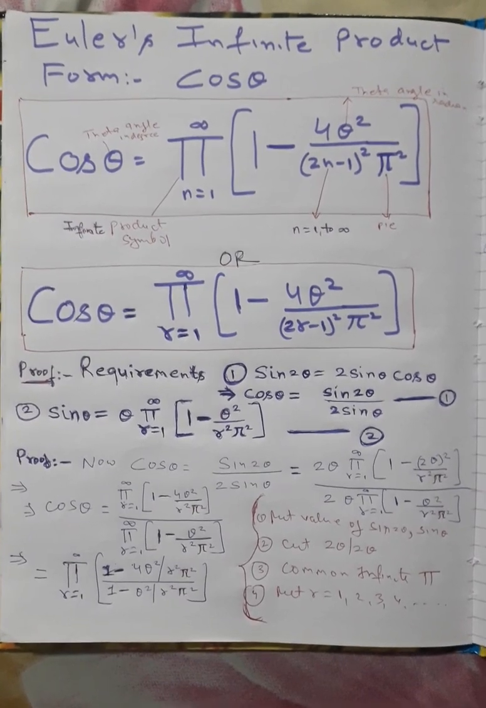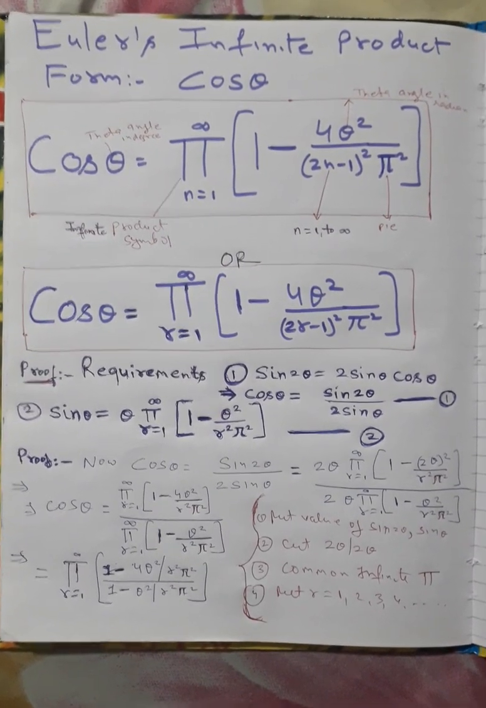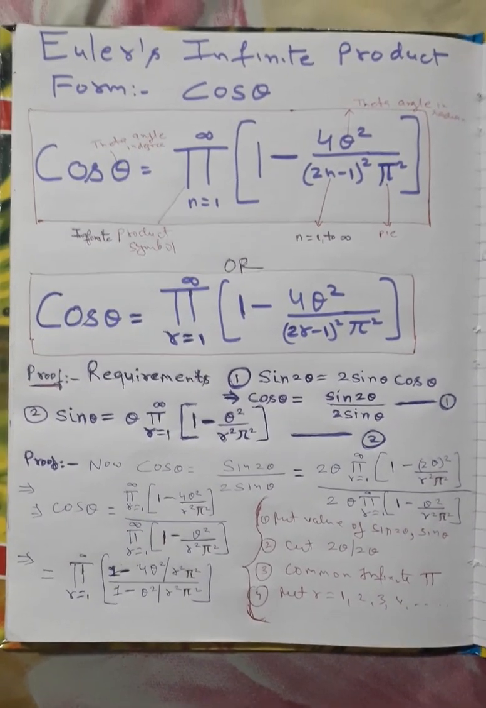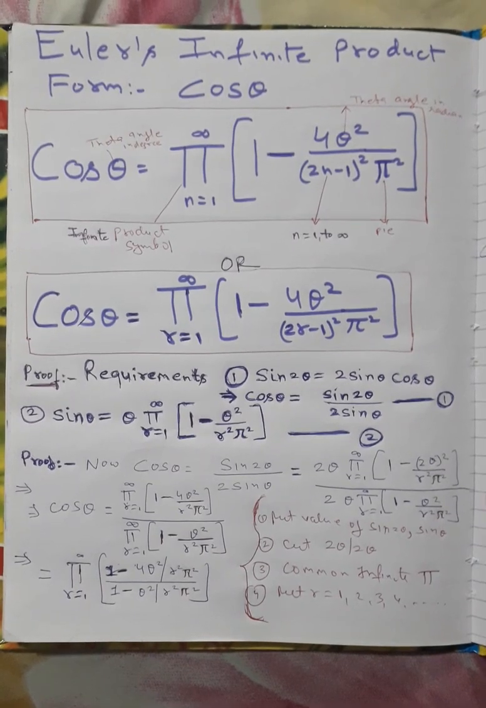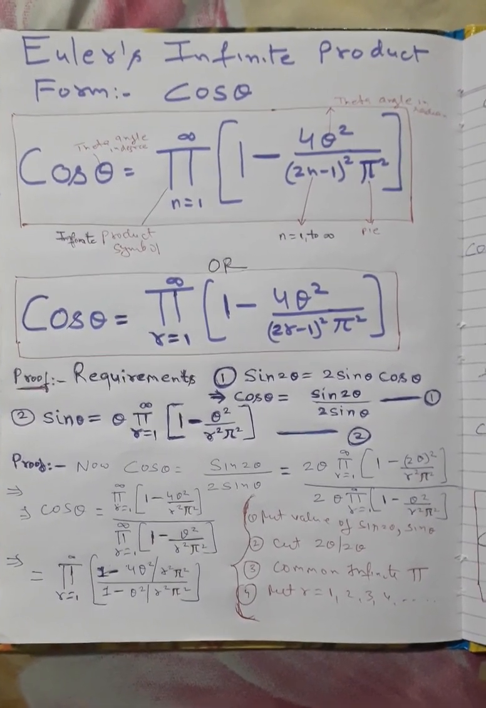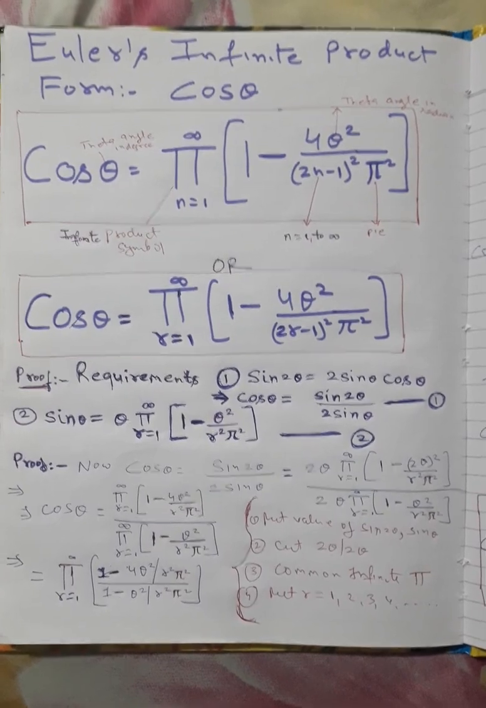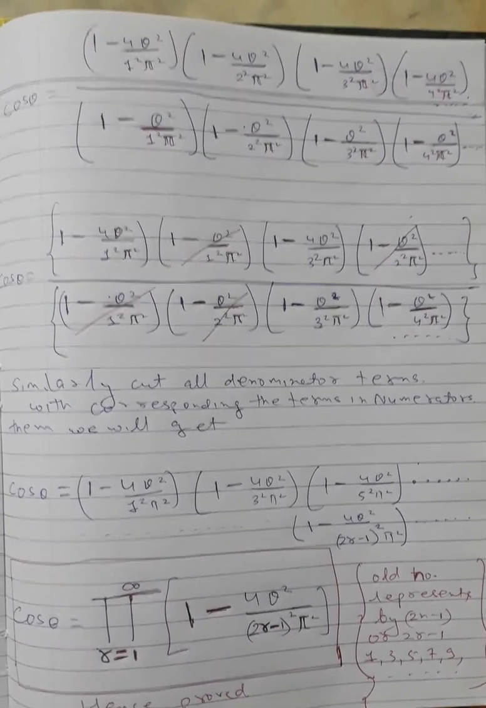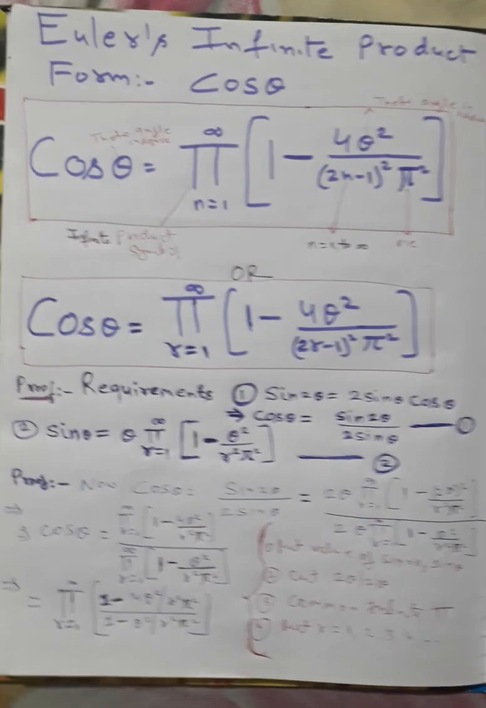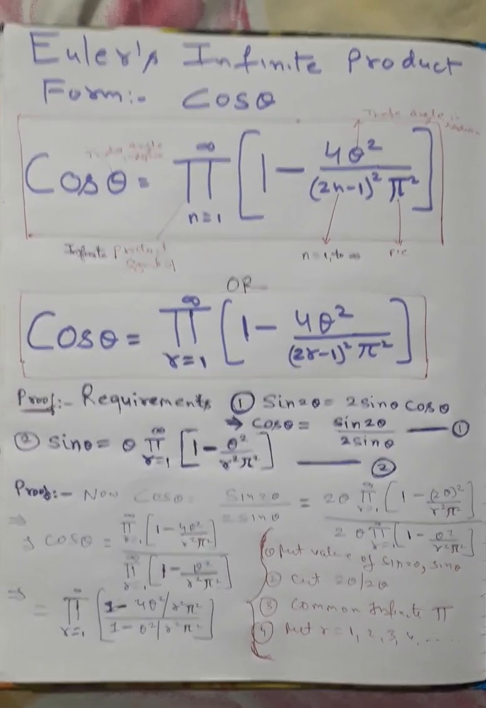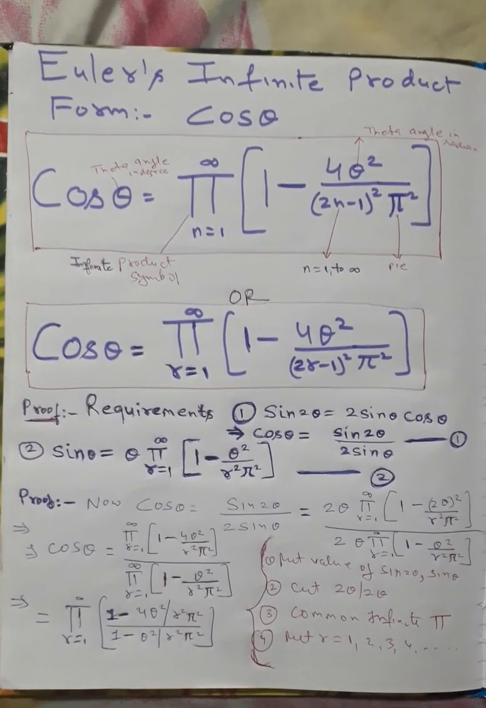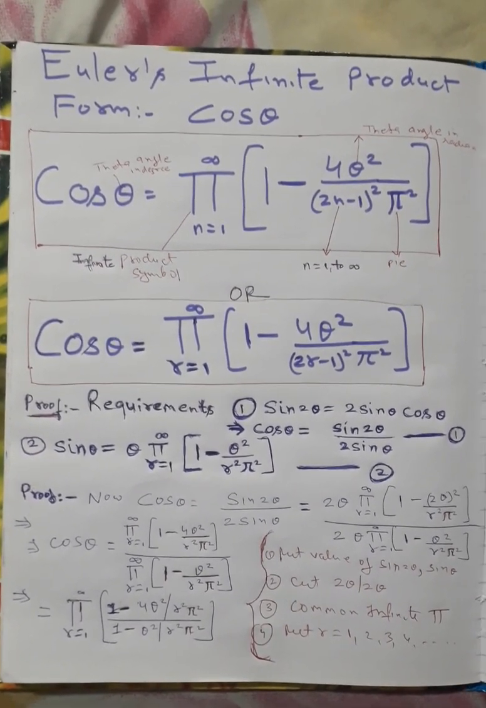Last time I discussed the infinite product form of sin theta. Today I would like to explain how to open cos theta in infinite product form. First you have to see the whole concept, then I will explain. Now I am explaining Euler's infinite product form of cos theta. First you have to see how to write it.